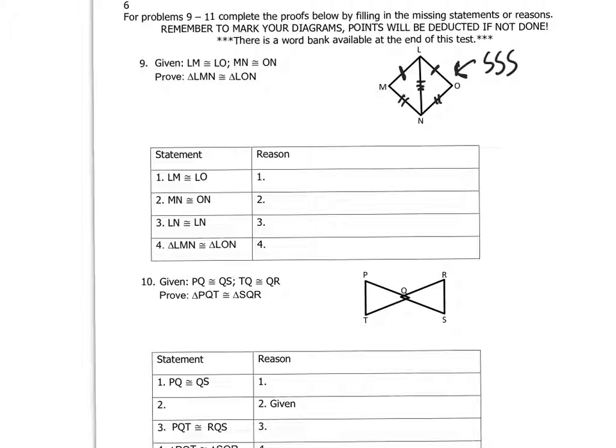LM is congruent to LO because that was given. Same thing with MN and ON. Then we have LN is congruent to itself. That's because of the reflexive property. And then we had the triangle congruence statement. LMN is congruent to LON because of SSS.